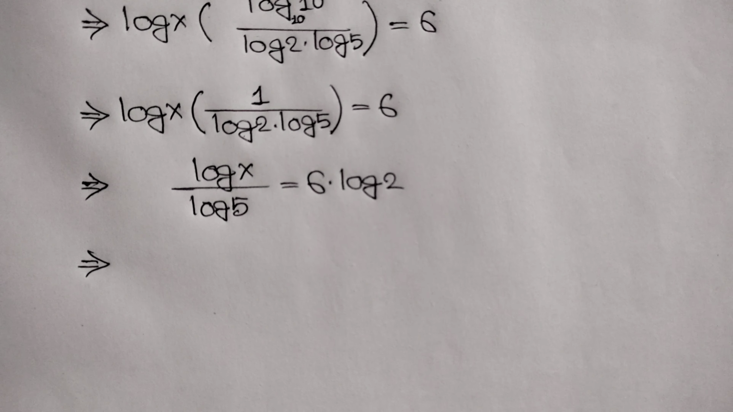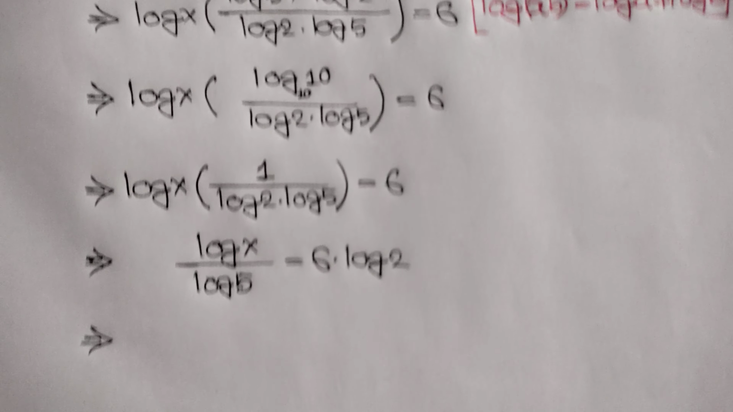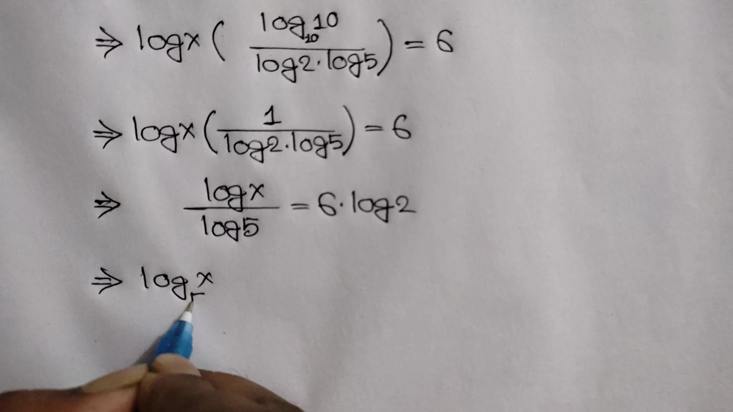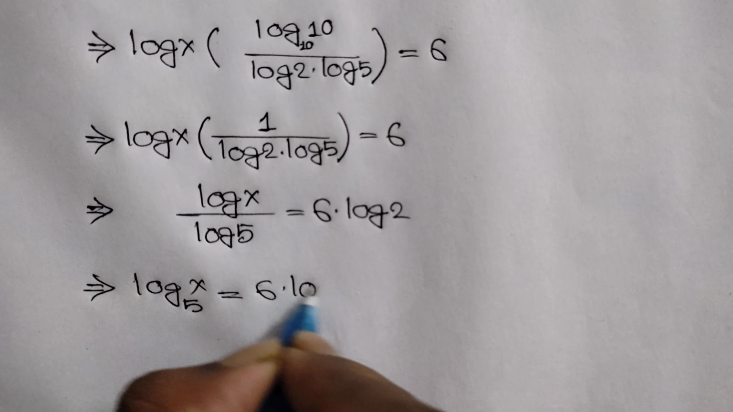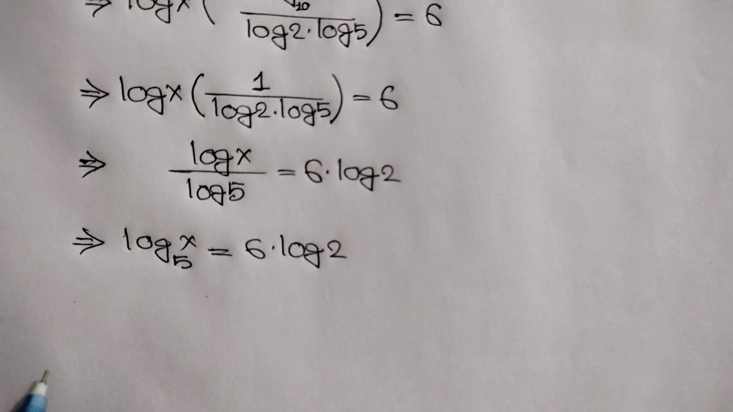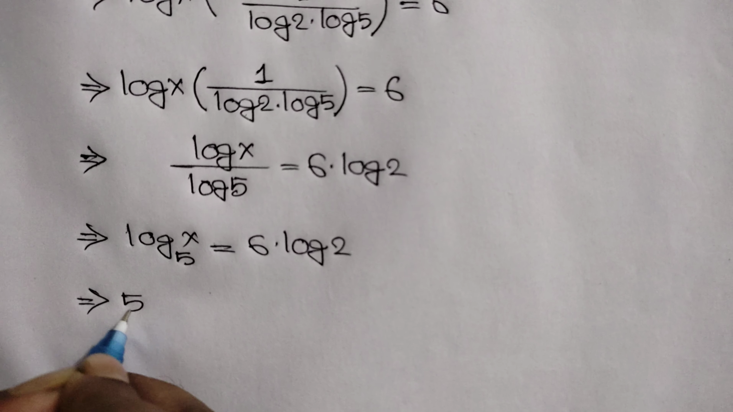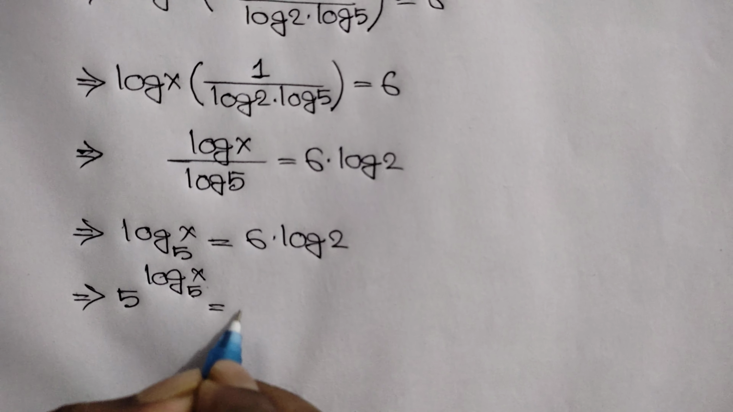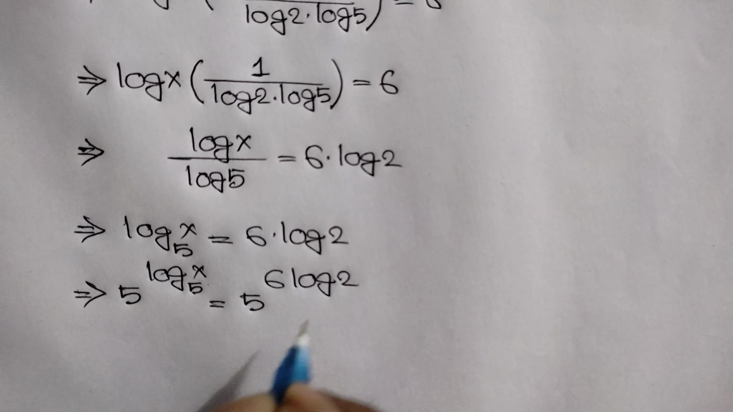Again apply this formula. Here we can write log of x base 5 is equal to 6 times log of 2. Now taking base 5 on both sides, we can write 5 to the power log of x base 5 is equal to 5 to the power 6 times log of 2.